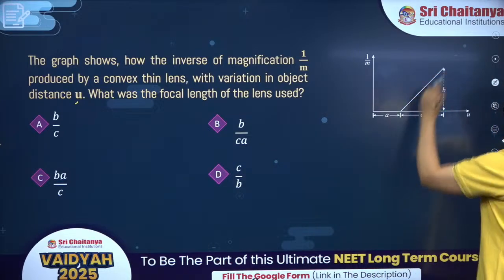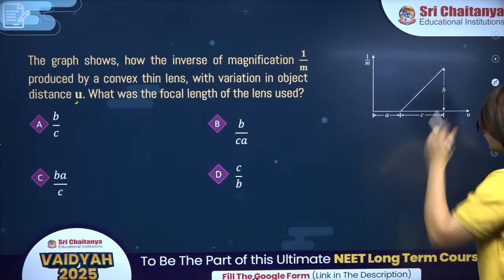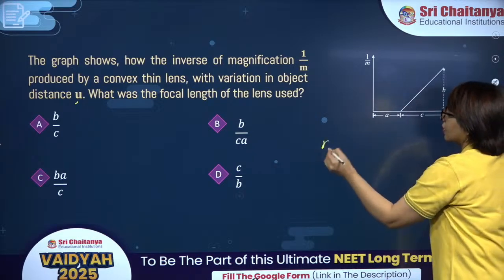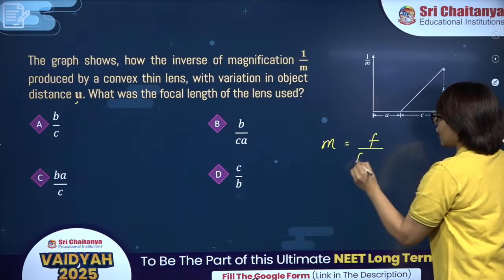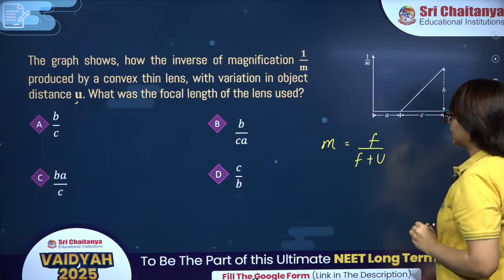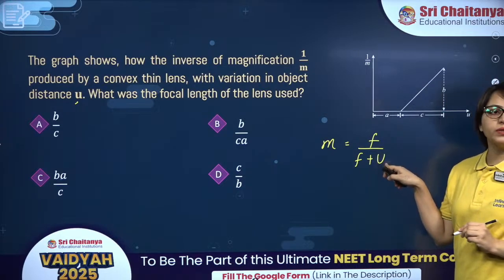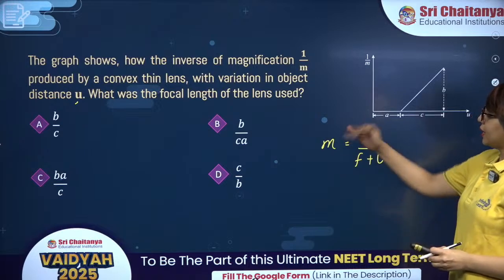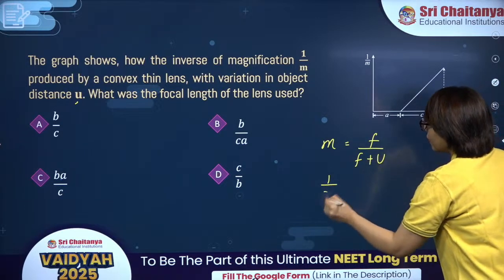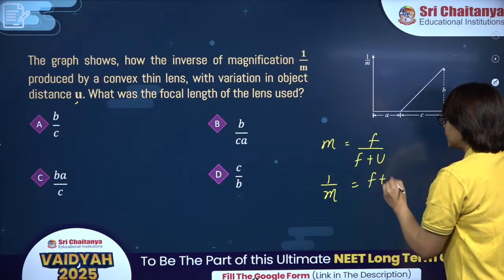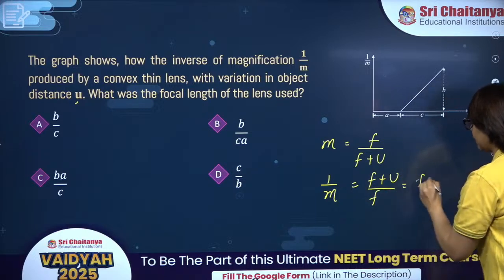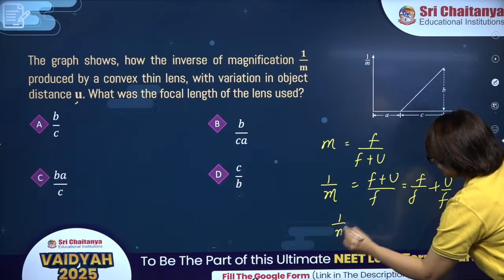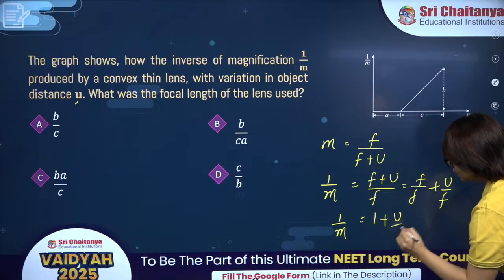See, this is a straight line. Okay. How do we write the magnification of the lens? M is F upon F plus U. This is in terms of focal length and object distance U over here. Now, if you take the inverse of M, 1 upon M will be F plus U divided by F. So 1 upon M is 1 plus U by F.